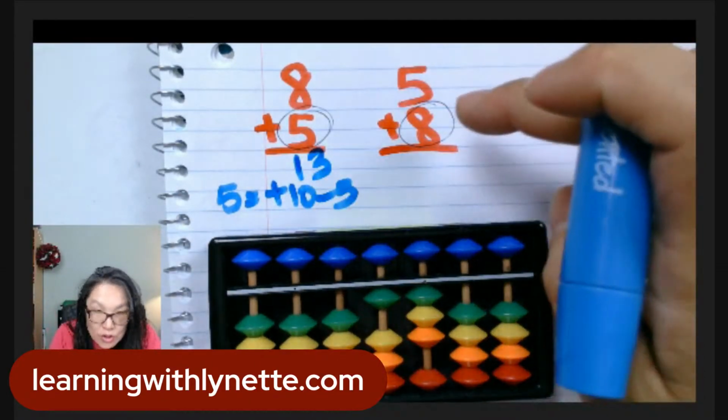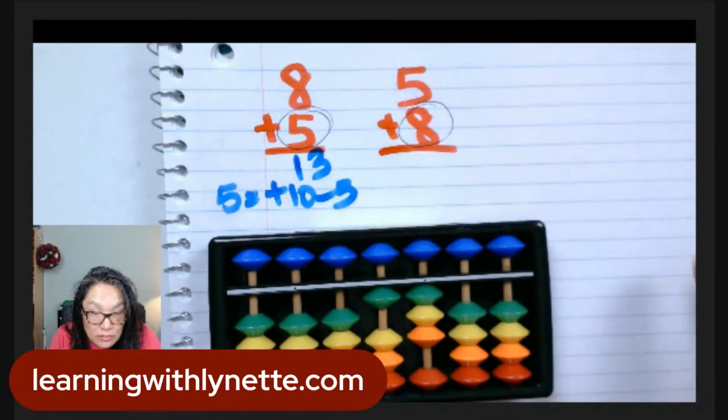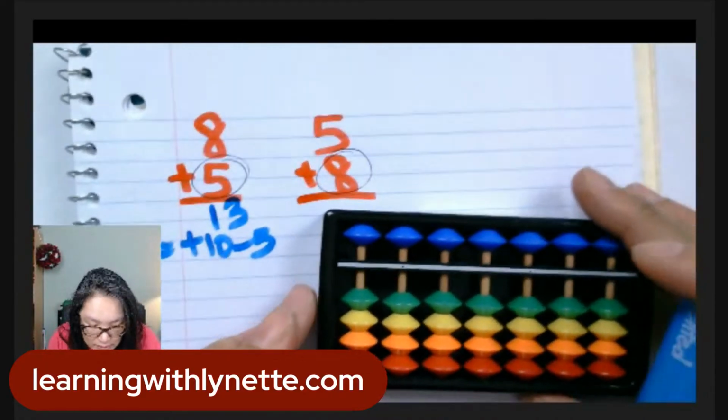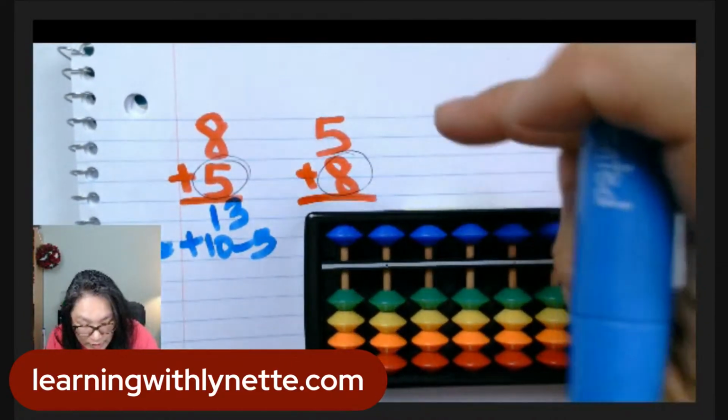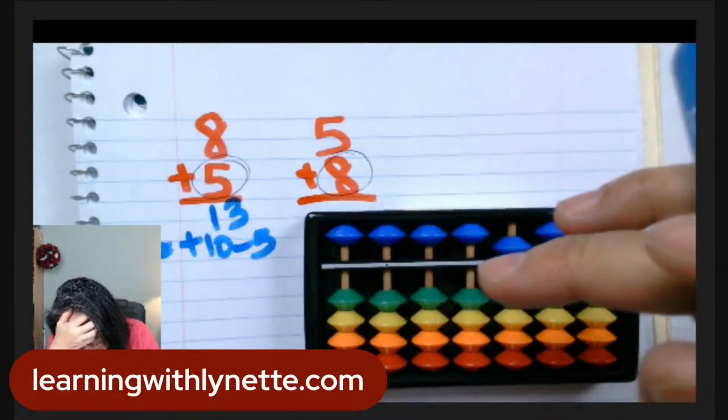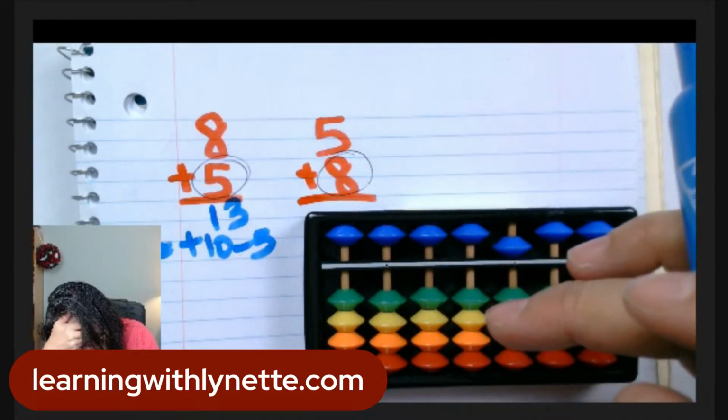Not a problem. So now we're going to do this. Let's go through. So we add the 5. Is there enough? Yes, I'm going to add the 5. Now we need to add the 8. What is the formula to add the 8?